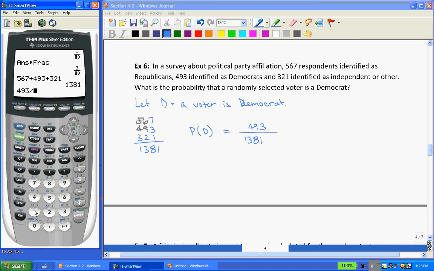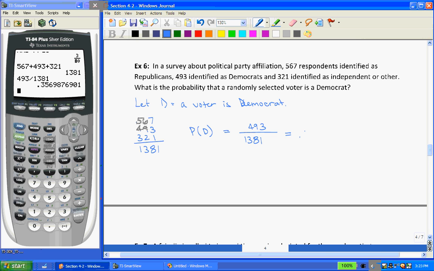Let's see what we get. 493 divided by 1381. So in my calculator I get 0.3569. I have quite a few places after that. But probably I'm going to round this to 2 places after the decimal. So that would be 0.36.